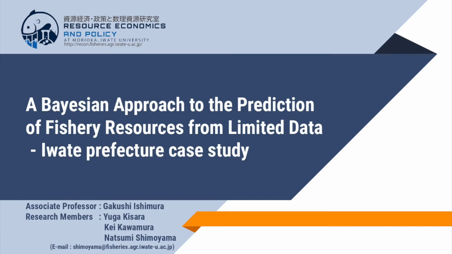Let's start. We are conducting research to estimate the amount of resources from limited data. In our current study, we are using the coast of Iwate Prefecture as a case study to estimate the abundance of various fish species. Japanese fishery is a multi-species catch, so we are targeting various species.